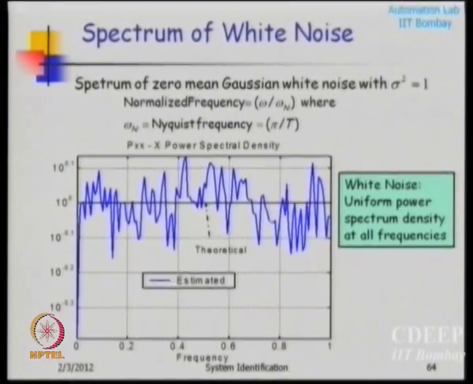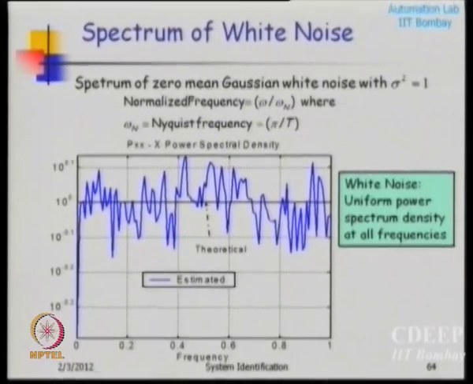I am plotting here the spectrum of white noise. The spectrum of white noise can be estimated from data. If you give data to MATLAB and ask it to compute the spectrum, it will compute and plot it for you. You can see that the ideal white noise spectrum should be this. I have taken a white noise with variance 1, so the ideal spectrum, plotted on the log plot, shows 0 here, and the estimate is hovering around 1. This blue line is the estimate of the spectrum.